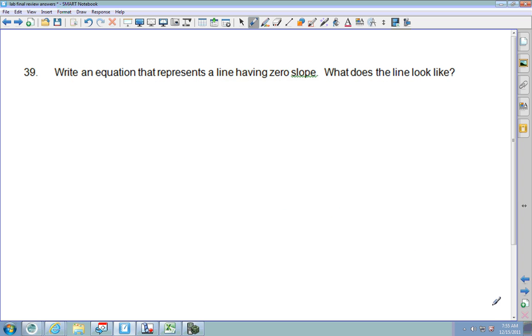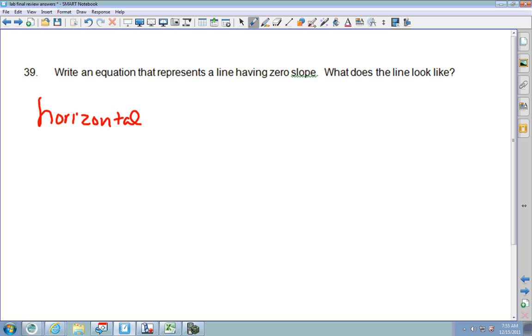The next one said, what kind of equation represents a line having a zero slope? What does a line look like? Okay, a zero slope is either going to be horizontal or vertical. Which one is a zero slope? It is going to be a horizontal line.